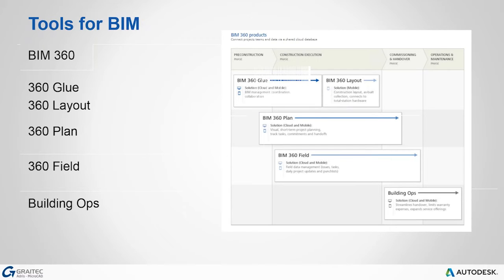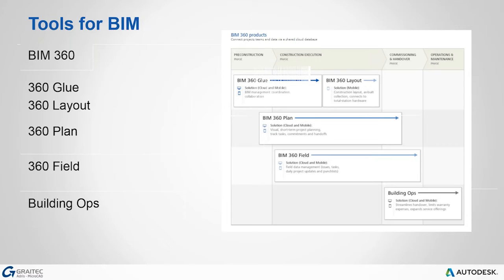Finally, we have Building Ops. Building Ops is a mobile-first building maintenance solution, and it helps general contractors to deliver a better handover experience for building owners. Building Ops helps them begin operations on day one and helps them better meet the needs of their mobile workforce.